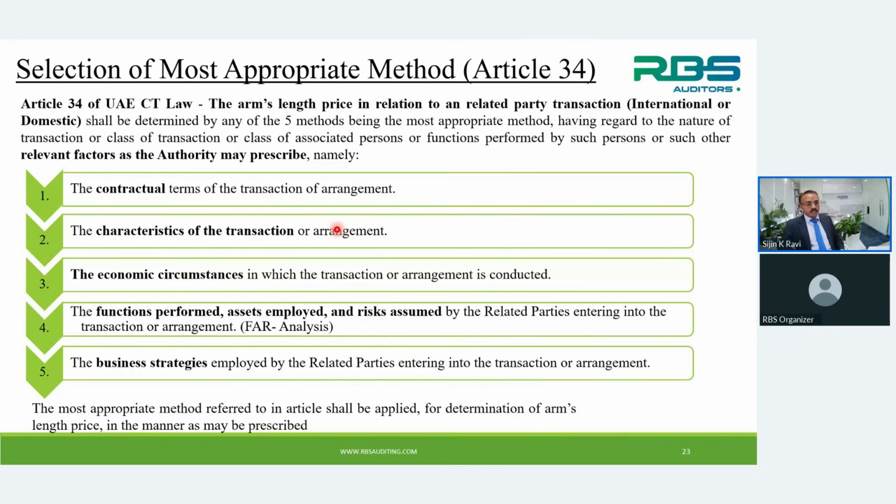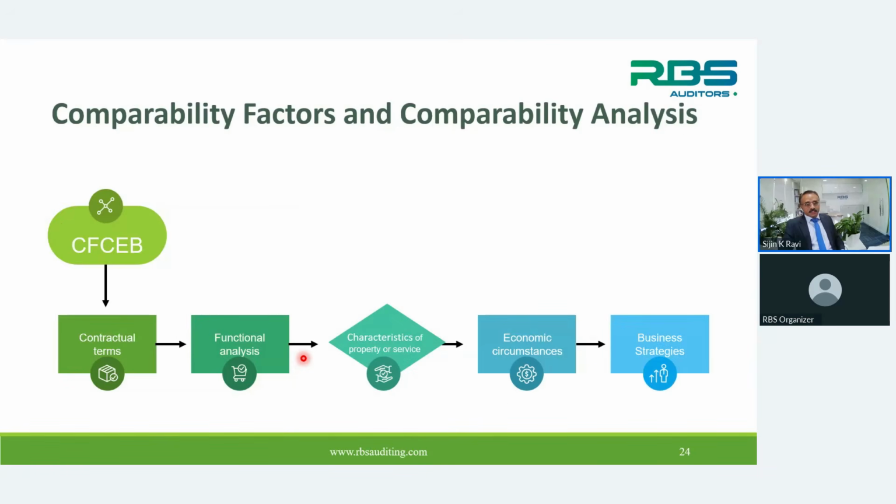One is the contractual terms, characteristics of the transaction, economic circumstances, then functional analysis, then business strategies. So we'll discuss comparability factors and comparability analysis. First, there are 2 steps in order to arrive at arm's length price. One is comparability factors. The second one is comparability analysis.